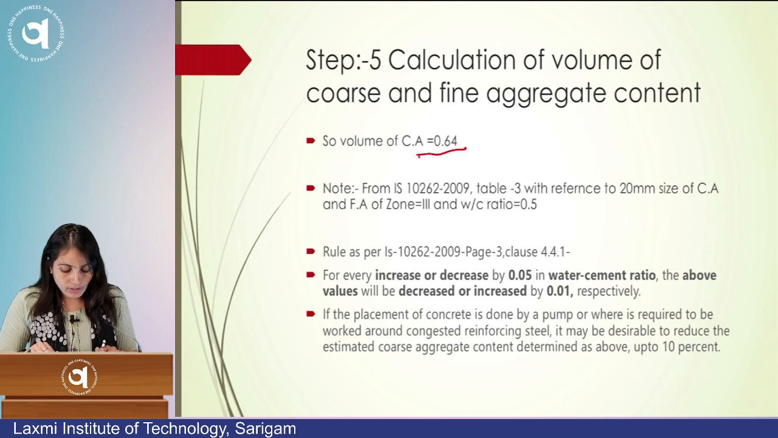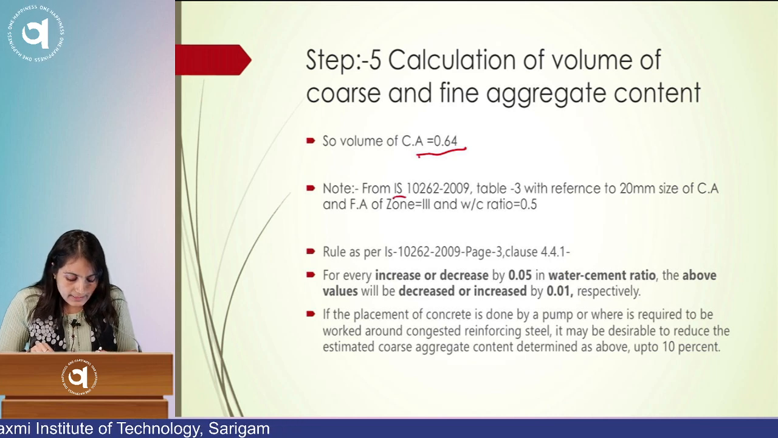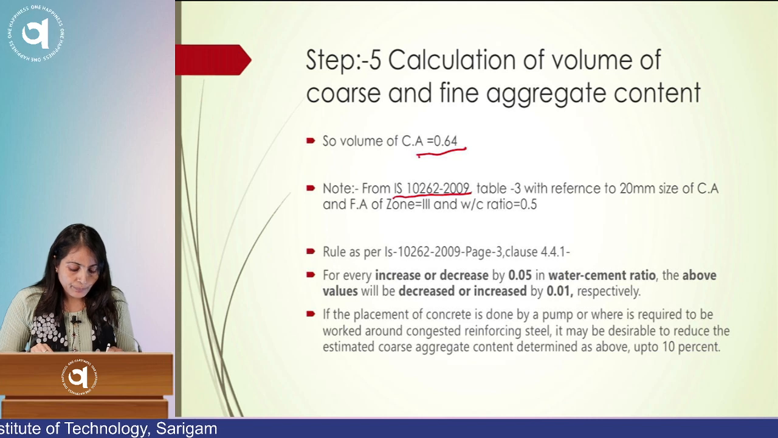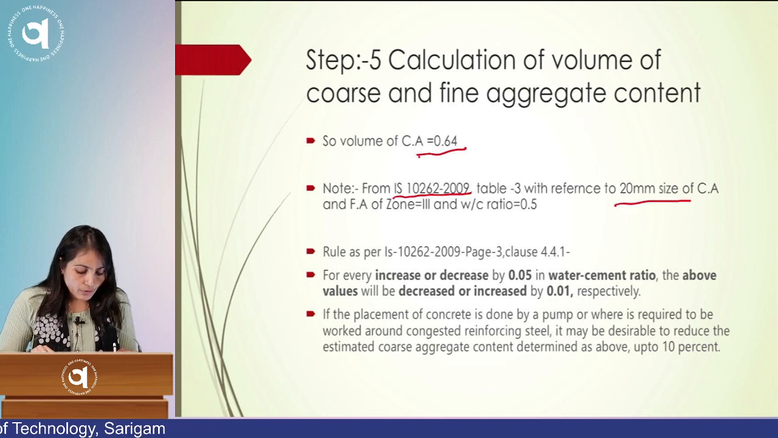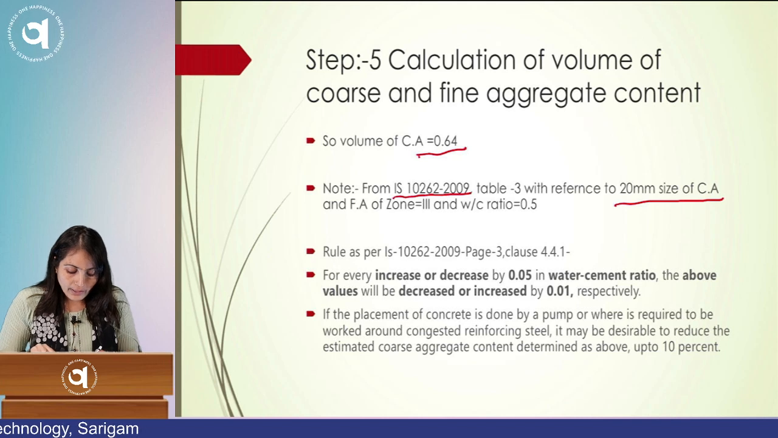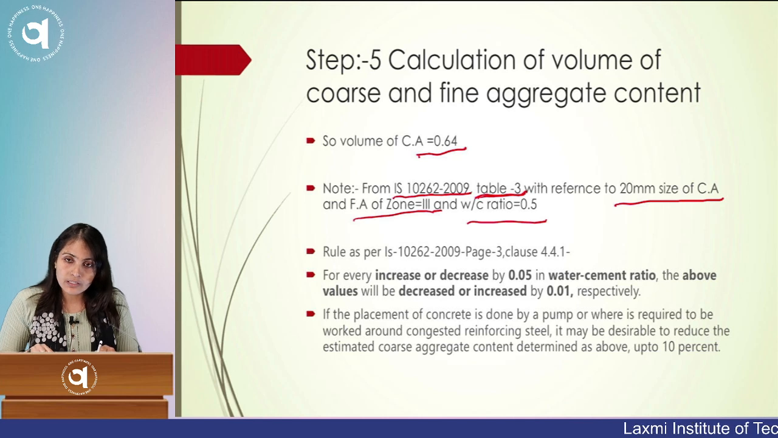From where did we get it? We got it from the Indian Standard IS 10262:2009, Table 3. It is mentioned that we have 20 mm size of coarse aggregate and your fine aggregate belongs to zone 3. So according to this table, if your water cement ratio is 0.5, you will get your coarse aggregate as 0.64.